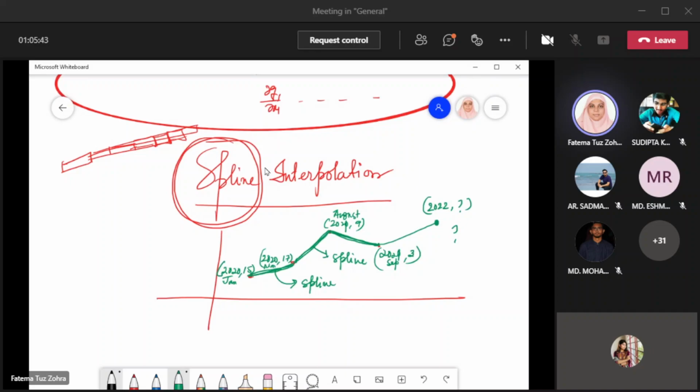So we are trying to locate a path with the help of the previous set of data, and we will try to reach an assumption of what it can be in the future. So that is spline interpolation. So here what I have drawn, I have added these 2 points with a straight line. But rather than a straight line, I can use a curve like this. Can I?